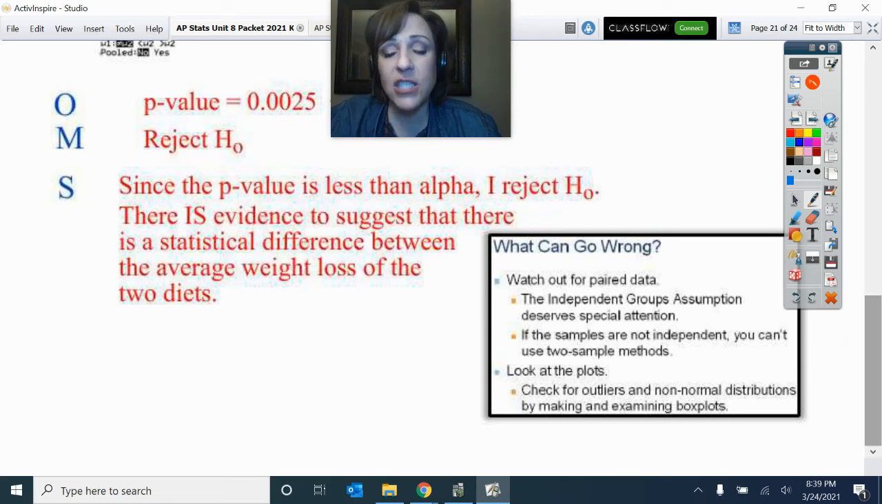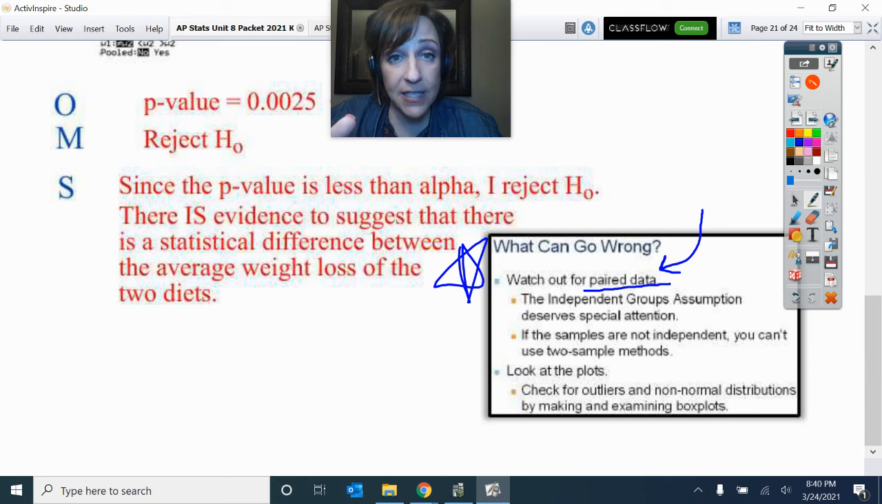Okay. So just this one little thing here, let's take a look at what can go wrong and what things we need to watch out for. So this thing here, watch out for paired data. That's what we'll talk about tomorrow, where they are not independent of each other. They're not independent groups, but they're somehow connected. And then, of course, see here that they're independent. So that's important.